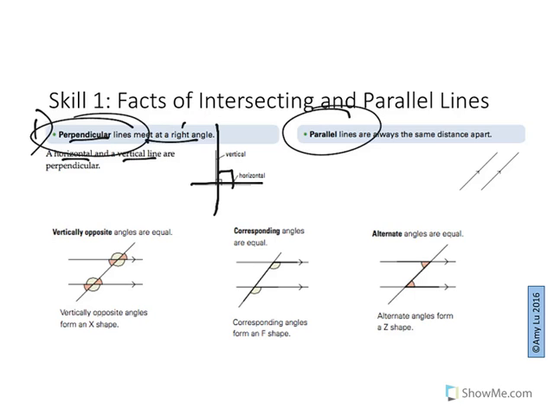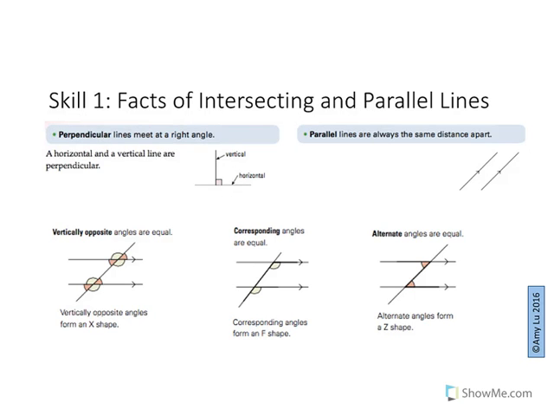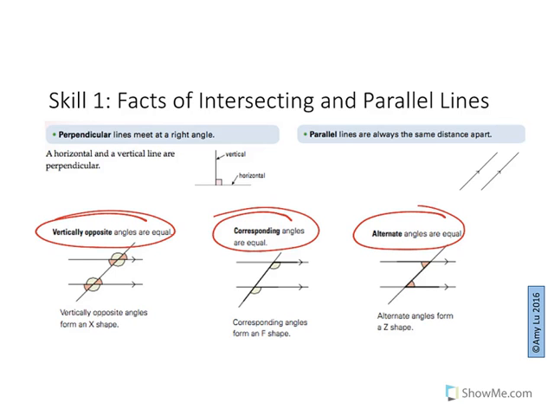Parallel lines are always the same distance apart, so if you notice, they run alongside each other, and they never, ever cross. So think about ladders, think about train tracks, they just never cross. Now, these are very important to remember: vertically opposite angles, corresponding angles, and alternate angles.